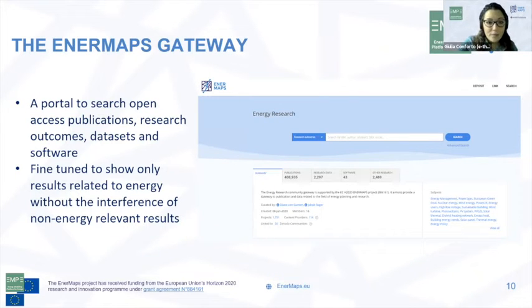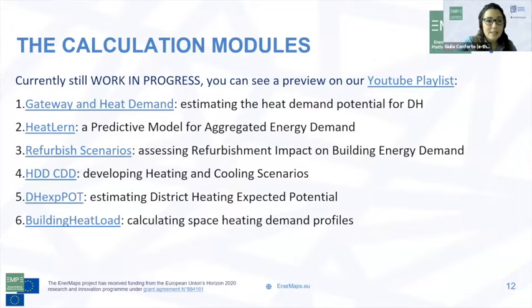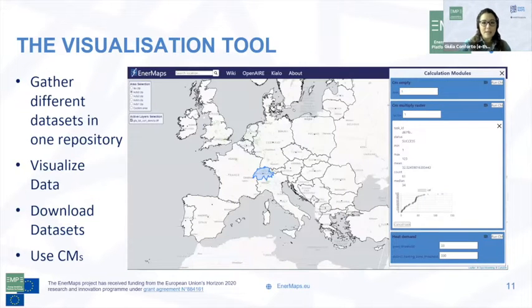And then, two slides. The visualization tool, this is a preview. It has recently been released. It's still a work in progress. It doesn't only gather all the quality checked data sets and visualize them through this interface that is an evolution of HotMaps, a previous Horizon 2020 research project, but it also offers the possibility to download the data sets and the possibility to use a number of calculation modules.